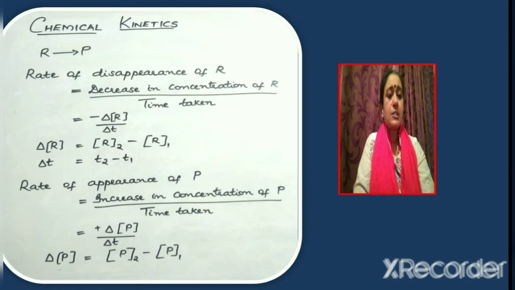Chemical kinetics. It is the branch of chemistry which deals with the reaction rates and reaction mechanisms. Chemical reactions are of three types: those which occur very fast, those which occur at moderate speed, and those reactions which take place only very slowly.